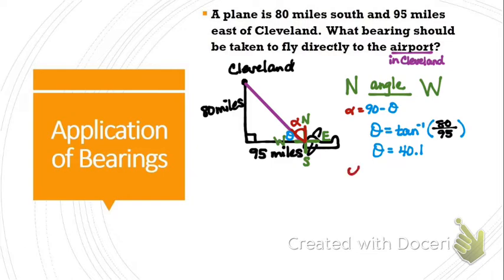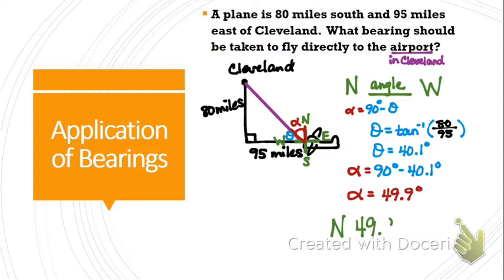So if alpha is equal to 90 degrees minus 40.1 degrees, how big is alpha? 49.9. So what is the bearing that the pilot needs to take? North 49.9 degrees east. Yes.